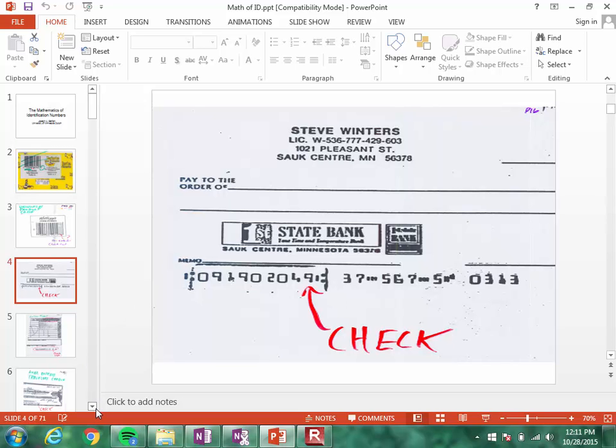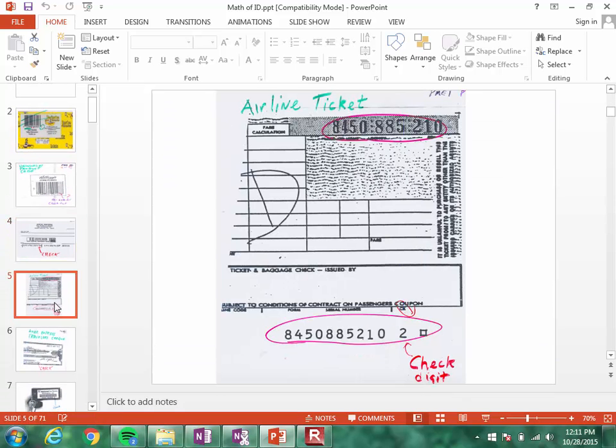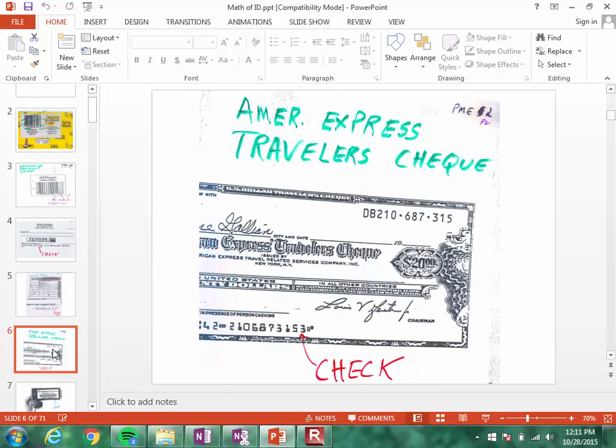So that's another reason we have check digits on lots of things. So here's an airline ticket. There's a check digit at the end of that.